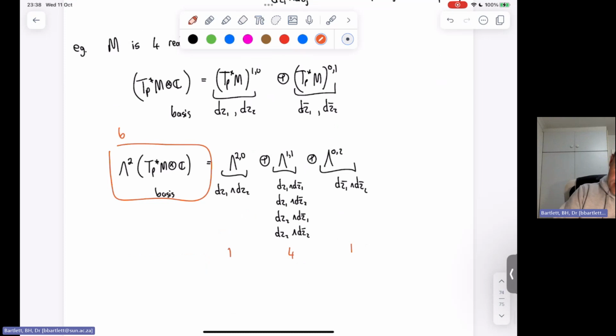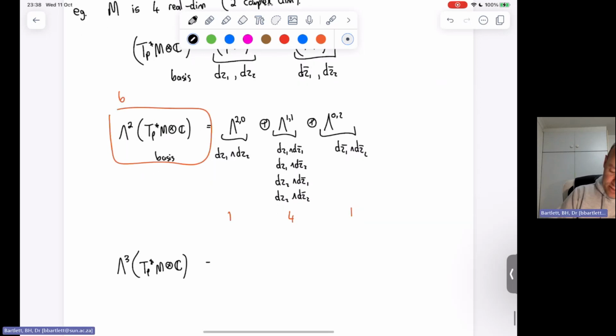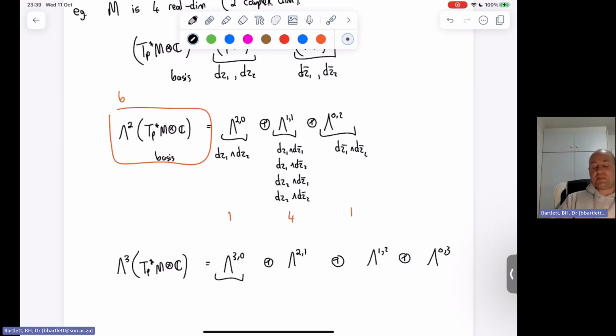What about the third exterior power? Okay, so now this is going to split as the 3,0 part, the 2,1 part, the 1,2 part, and the 0,3 part. A basis for this, let's think about it. I have to wedge dz's together, and I can't do it 3 times. So there's nothing here.